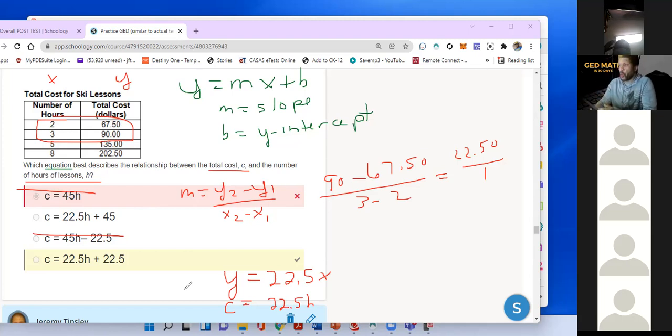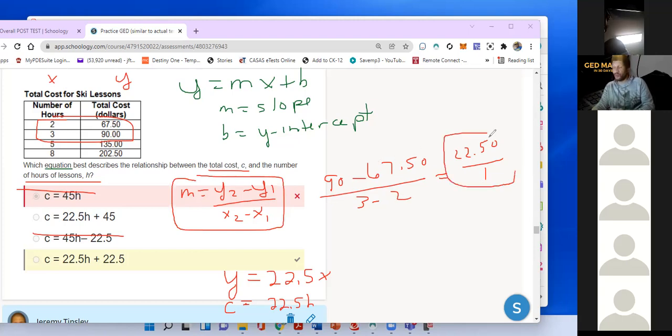But Mr. Tinsley, that's a whole lot of work. Yes, it is. Look how long this is taking me. I'm trying to show you. First of all, I had to identify this as a table and I have 2 points. Then I had to plug it in to the slope formula to get my slope, which was 22.5. Then I eliminated 2 of the answers. So already I'm on 3 to 4 minutes because I'm the teacher and it's taking me 3 to 4 minutes, right? So now, how do I find the y-intercept if I'm given the slope and a point?